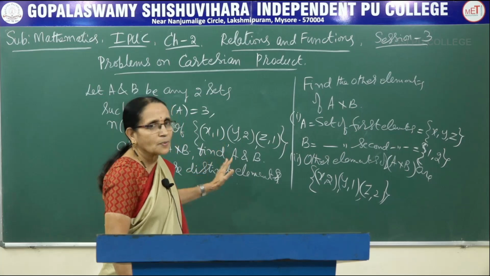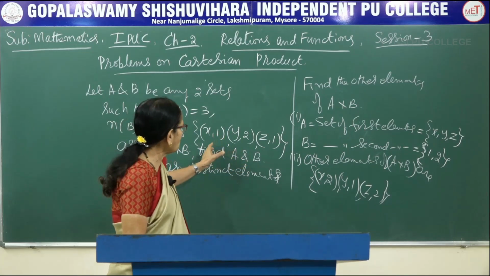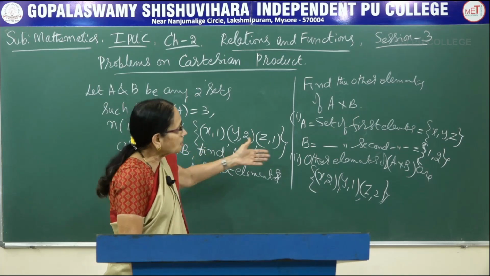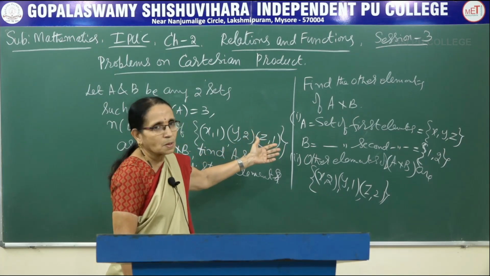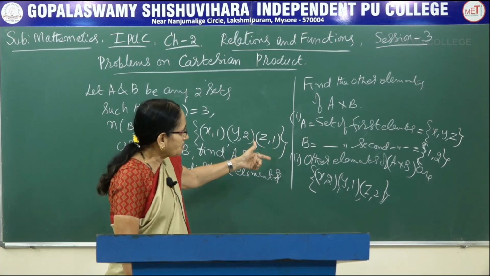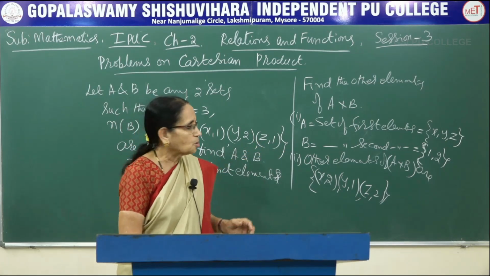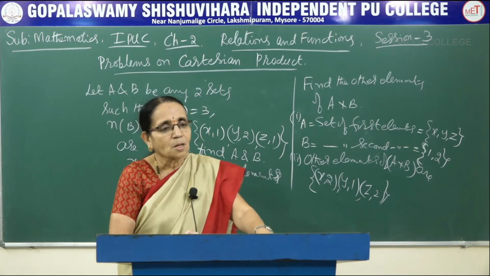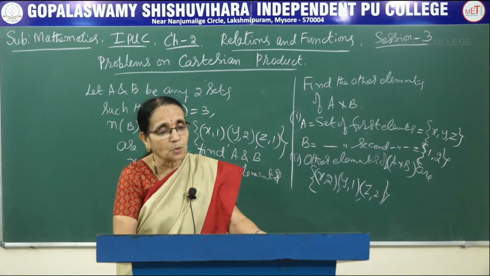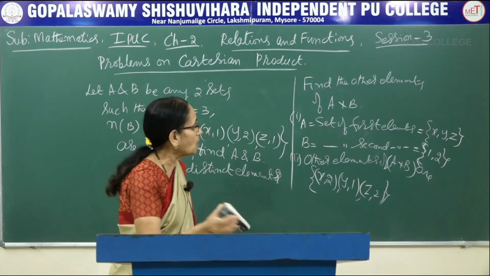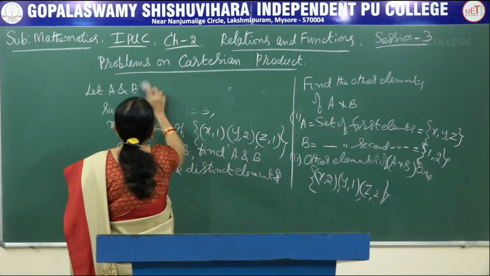So, 3 have been given. Looking at the given elements of A cross B, we can get the individual sets A and B. That's the first part of the problem. The second part is you have to get the remaining elements of the set, which also has been calculated. Now, this is how the problems have to be solved. Now, let me move on to the next problem.